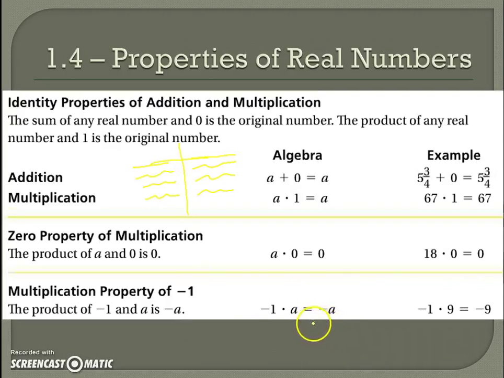Okay, this negative a does not mean it becomes a negative number, because what if you had the instance where you're multiplying -1 by a negative number? You should recall from your multiplication rules that that would create a positive number. So what this says is -1 times any number is the opposite of that. So the opposite of -4 here in my example would be +4.